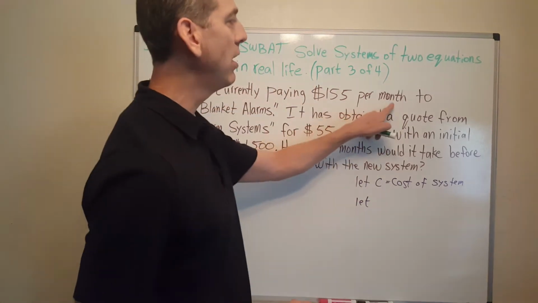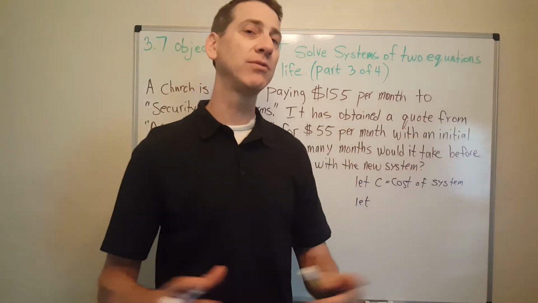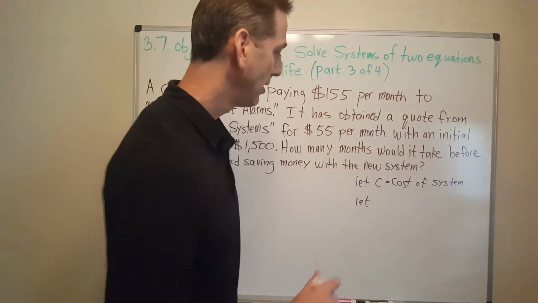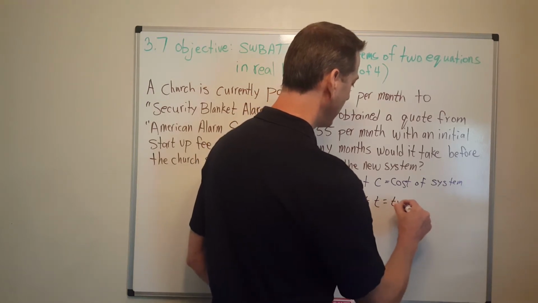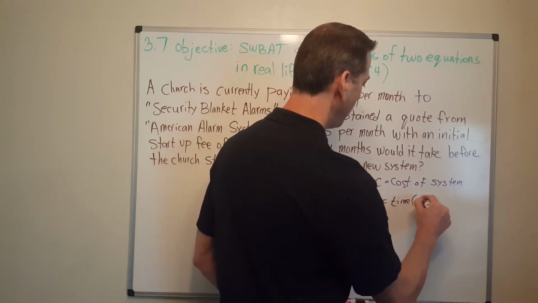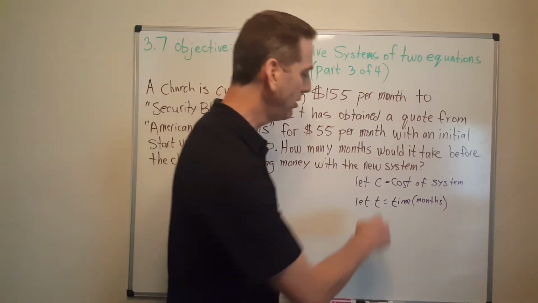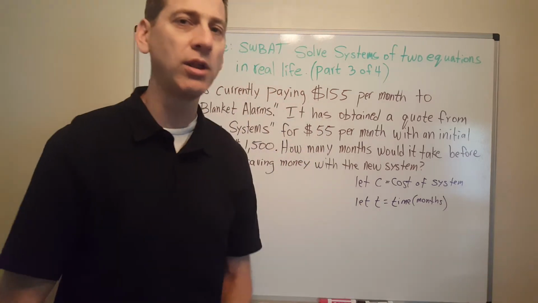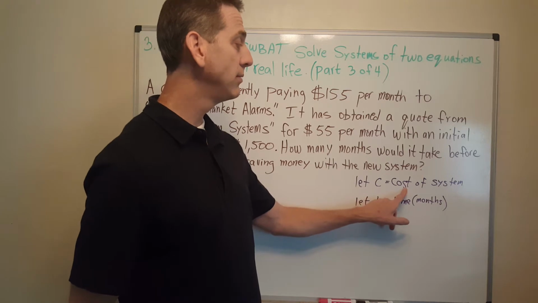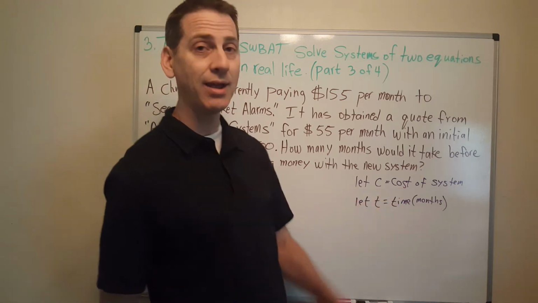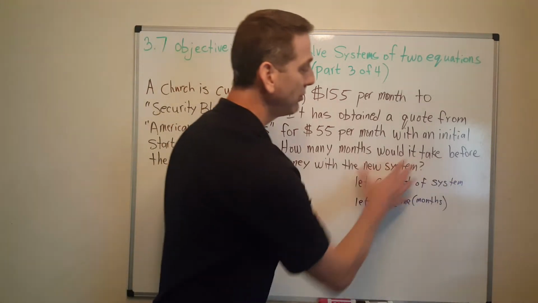Okay, now the other thing is months. We could use M for months. For any sort of time, I like to use T. Okay, so I'm going to say let T equal time in months. Okay, so you could use different letters. That's totally up to you. The main thing is, hey, we're talking about money, cost, and we're talking about time in months. All right, and now we have our variables set.